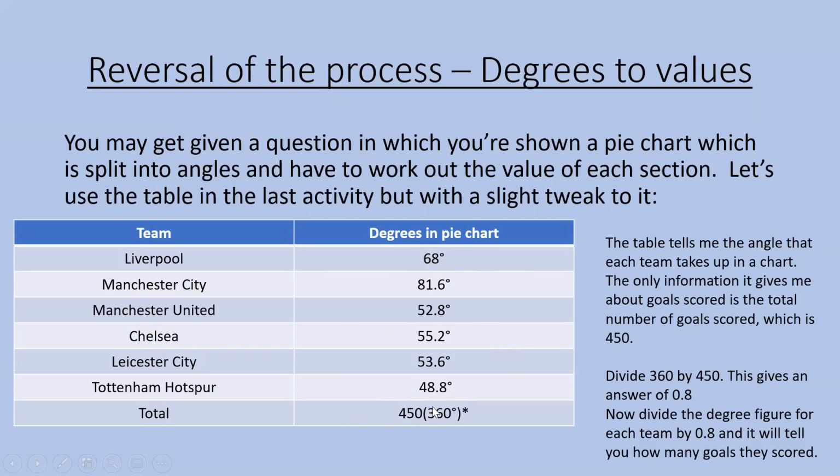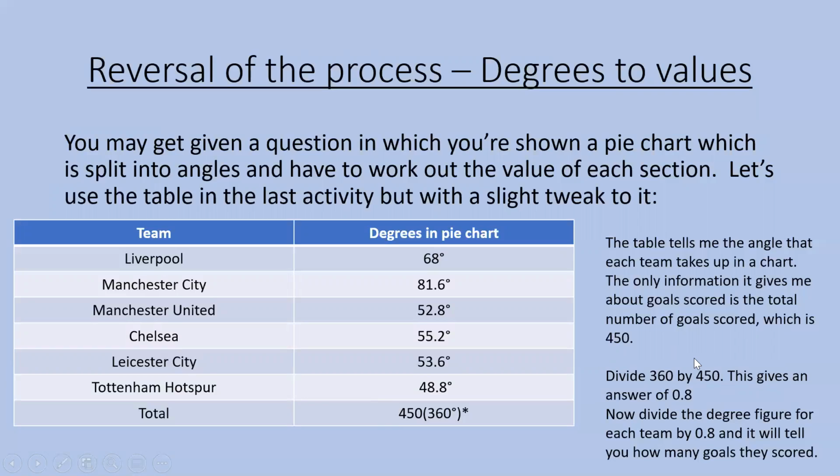The only information about a number of goals that we have is the total number of goals that were scored by all 6 teams, which comes to 450. Without that, we wouldn't be able to do the calculation. So we would start by doing what we do each time. We would divide 360 by 450, and that would give us an answer of 0.8.